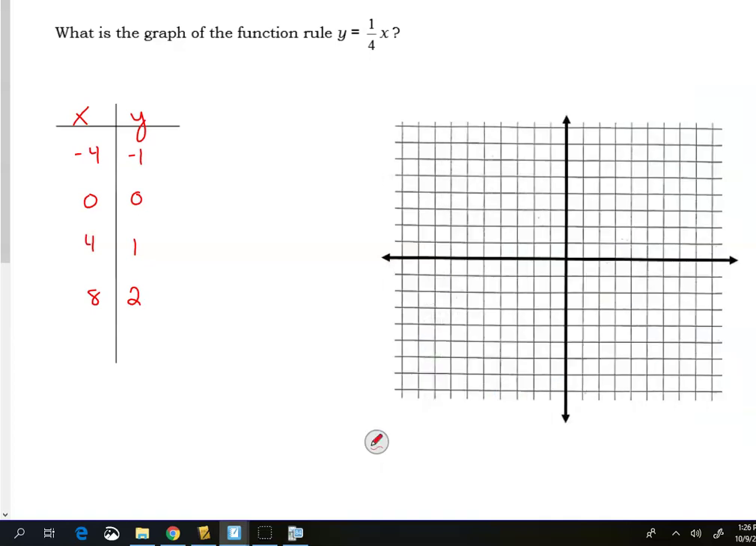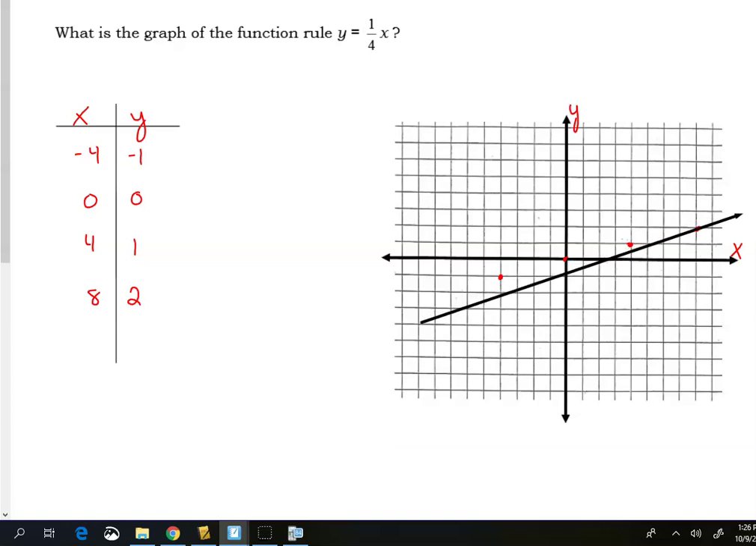Now when I plot my points on the graph, I'm going to plot -4, -1, 0, 0, 4, 1, and 8, 2. Don't forget to label your axes. Again, if you don't have your axes labeled, I am taking points off.